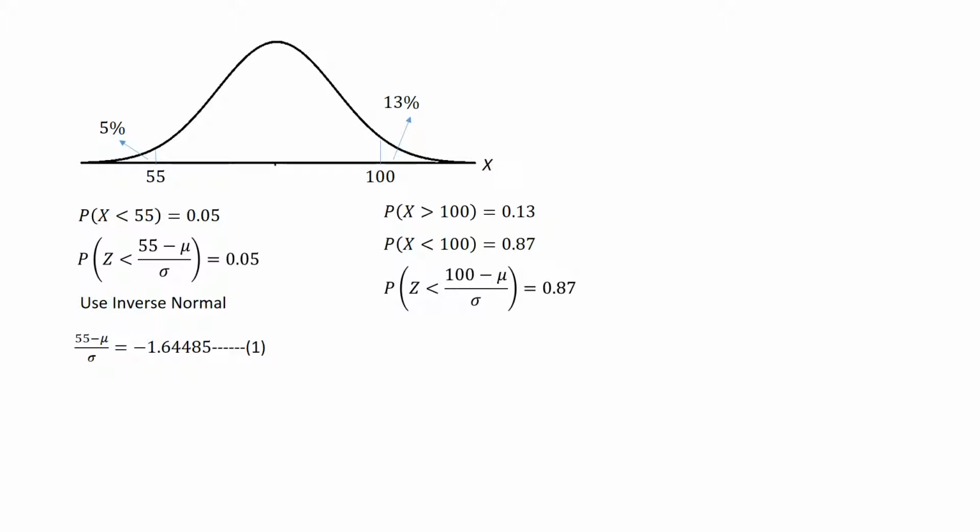Again, we need to convert X score to Z score because the mean and standard deviation for X are not known. Now we can use inverse normal by key in 0.87 as area and 0 and 1 for mean and standard deviation respectively. So we get a value of 1.12639 from calculator, and this value equals to 100 minus mean divide standard deviation. So we have second equation.